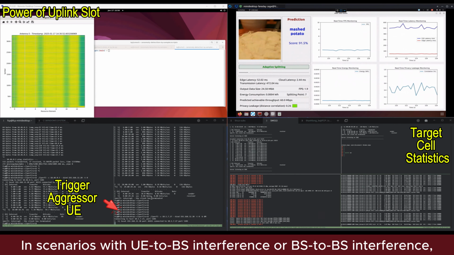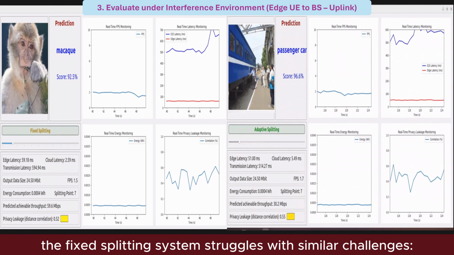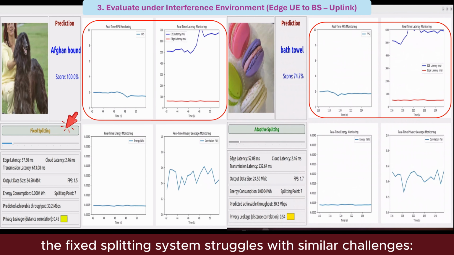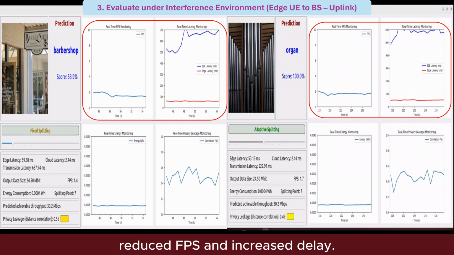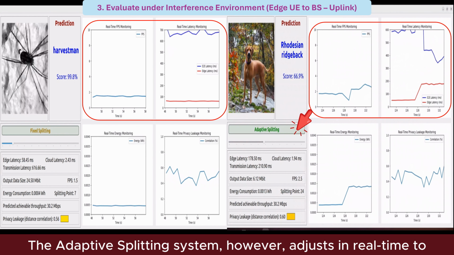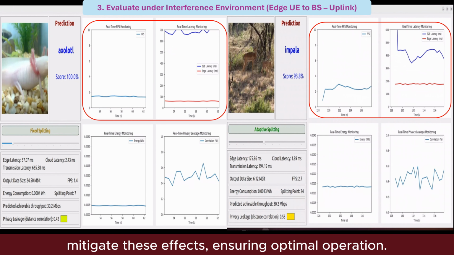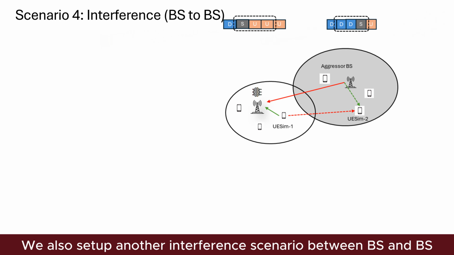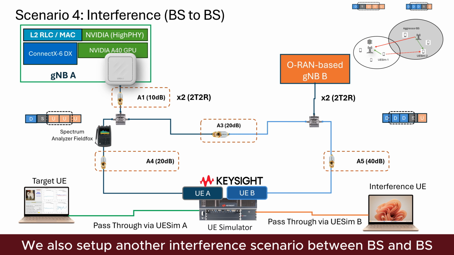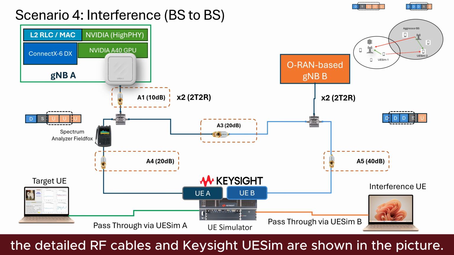In scenarios with UE to base station interference or base station to base station interference, the fixed splitting system struggles with similar challenges: reduced FPS and increased delay. The adaptive splitting system, however, adjusts in real time to mitigate these effects, ensuring optimal operation. We also set up another interference scenario between base station and base station due to different time slot configurations. The detailed RF cables and Keysight UE SIM are shown in the picture.